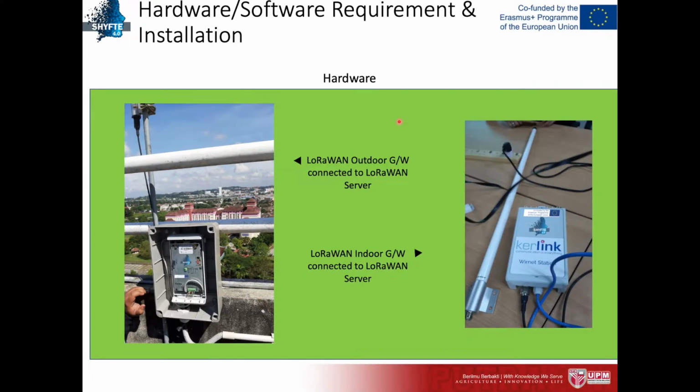Okay, for a typical installation, as we can see from the previous diagram, we need a gateway. So these are the hardware or the gateways available. There are 2 types of gateway. The first one is outdoor, and the second one is indoor. There are a lot of platforms available. For example, for our project, we use a Kerlink type of platform.